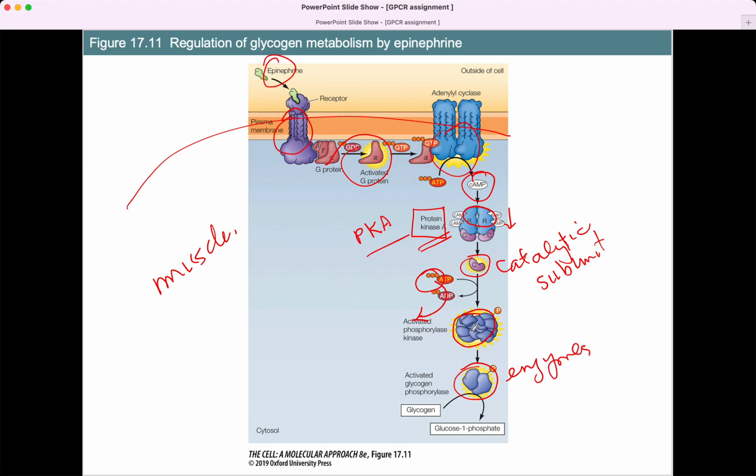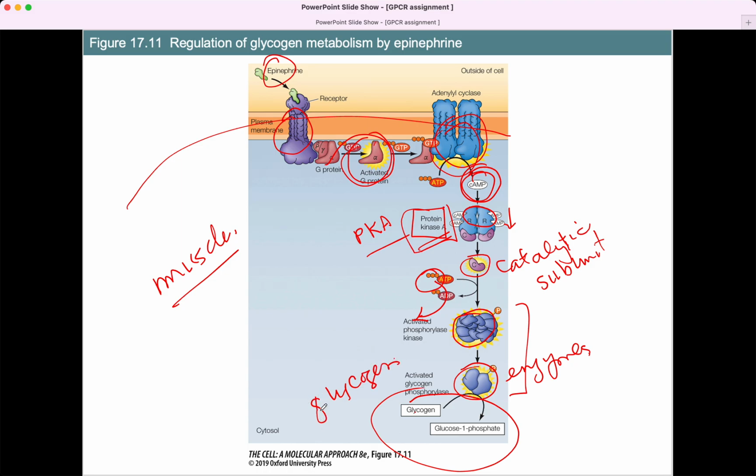And we don't need to know the names of these, and we don't need to know the details of their activation. What we want to know is just that epinephrine binds to the epinephrine receptor on muscles, activating a G protein, activating adenylyl cyclase, synthesizing cyclic AMP that activates PKA, and that leads to the breakdown of glycogen.